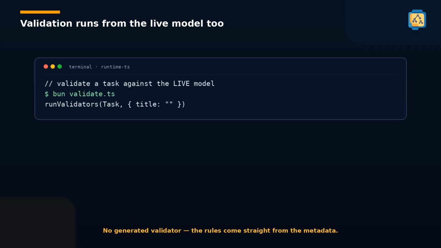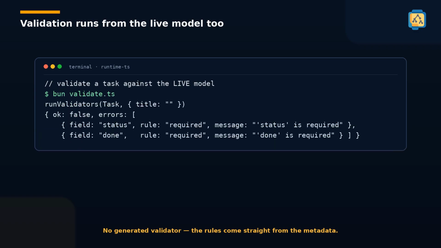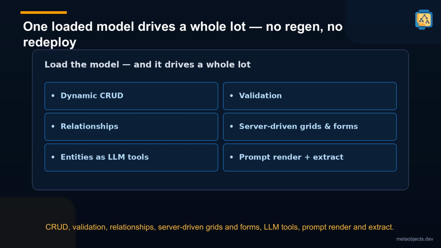And it's not just grids. Validation runs from the live model too. No generated validator. The required length and pattern rules come straight from the metadata, checked at runtime. Load the model, and it drives a whole lot. Dynamic CRUD, validation, relationships, server-driven grids and forms, your entities as LLM tools, prompt rendering and tolerant extraction, none of it regenerated.